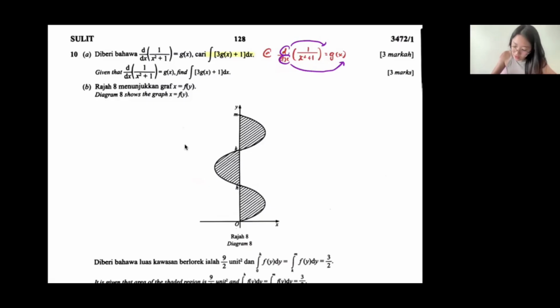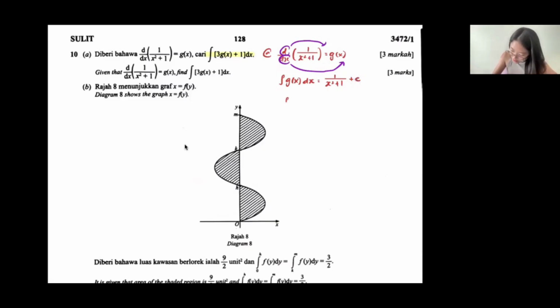So if I want to write in integration form, then that will be integrate g(x) with respect to x equals 1 over x squared plus 1, and then behind, plus c, because this is an indefinite integral. When you have the limits over there, c will be automatically removed.